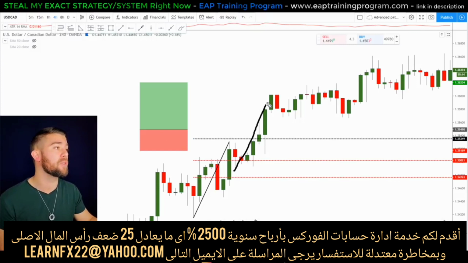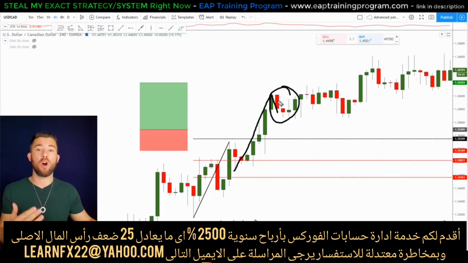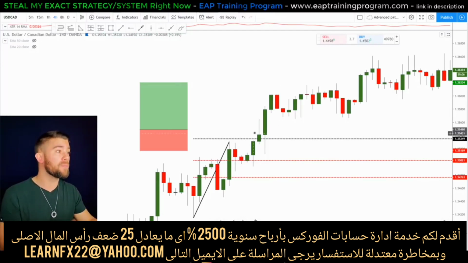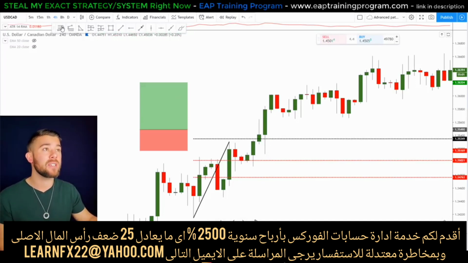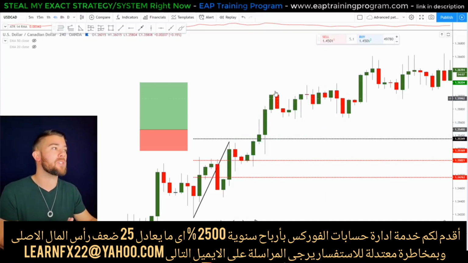If we have our impulsive move up and we do this pullback right here, is this considered a small pullback in a trending market? The answer is yes. It's a small pullback because we don't even come down to our previous resistance, and it's obviously not all the way down to a 50% retracement. So with that being the case, we have a small pullback.